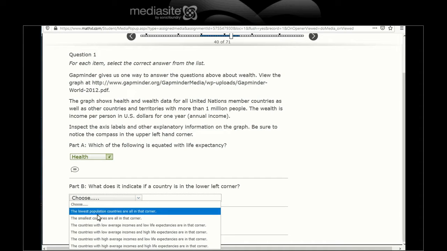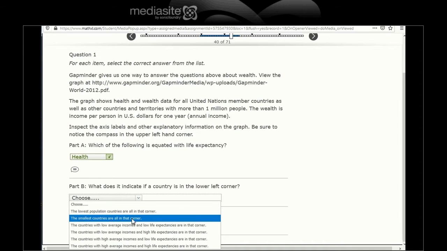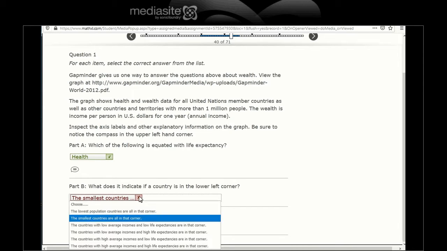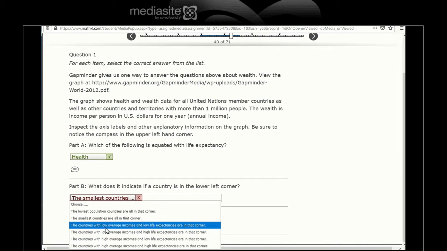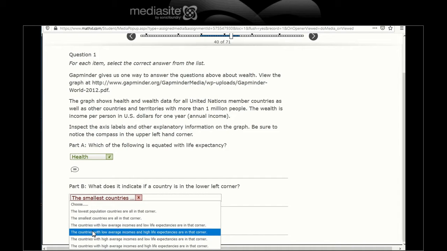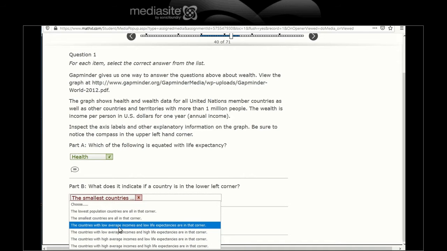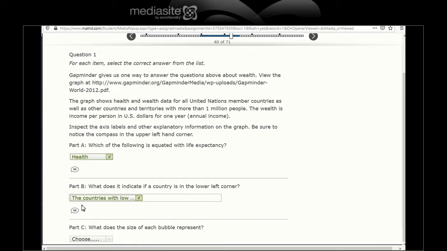Lowest population countries in the corner. The smallest countries are in the corner. The countries with low average income and low life expectancies. Didn't quite work the way I was hoping. Low average, high life; high average, low life. Like it says, low average, low life expectancies.